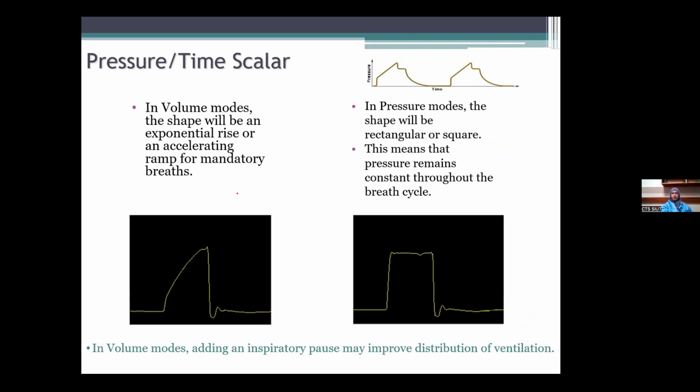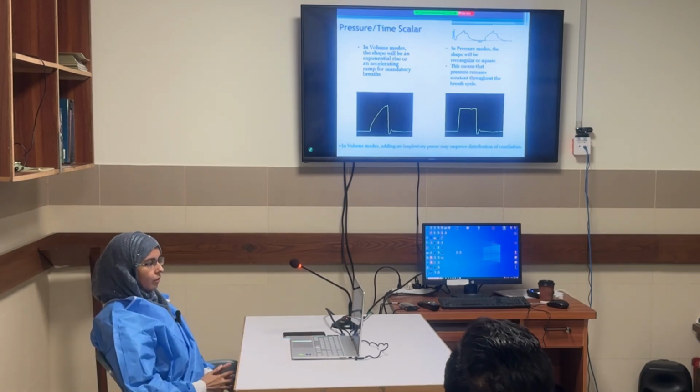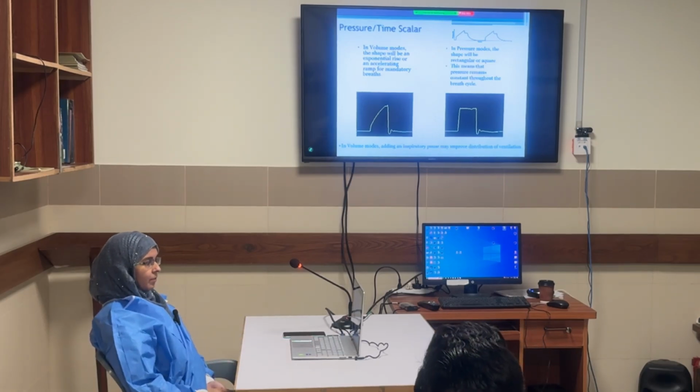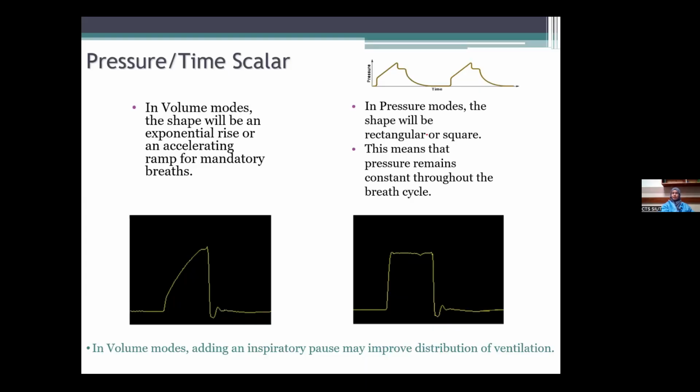Pressure time scalars. In volume mode, the shape will be an exponential rise on an accelerating ramp for mandatory breaths. In pressure mode, the shape will be a rectangular square wave. This means that the pressure remains constant throughout the breathing cycle. And whenever an inspiratory pause is added in the volume mode, it helps in the distribution of the ventilation.